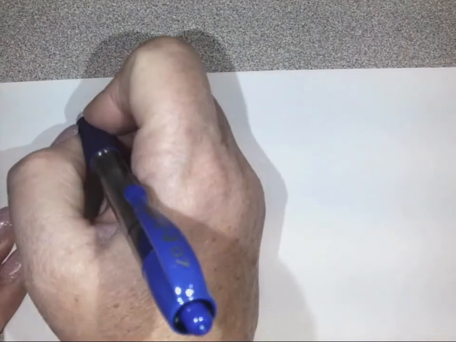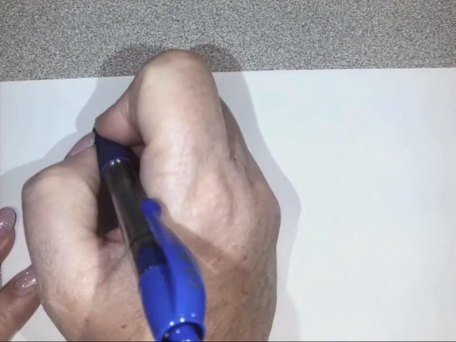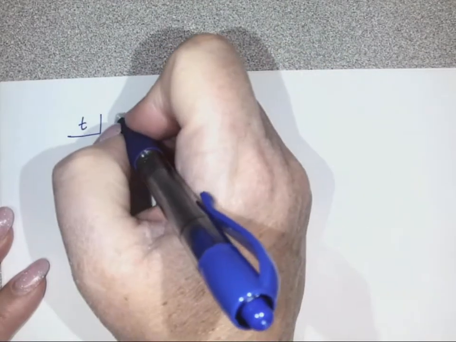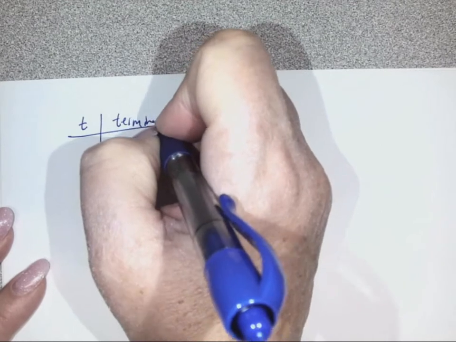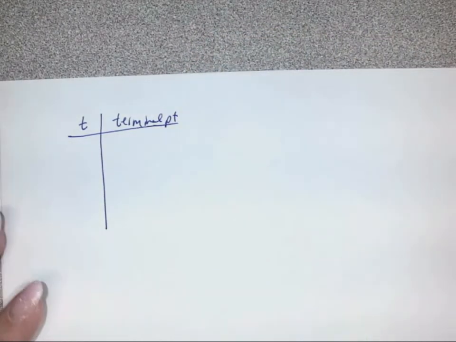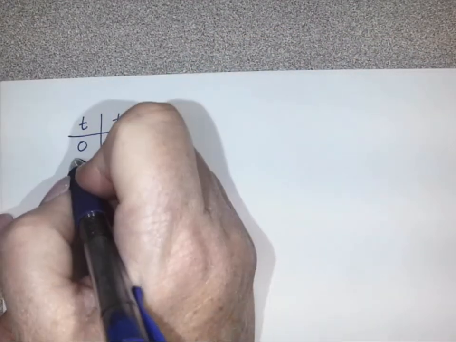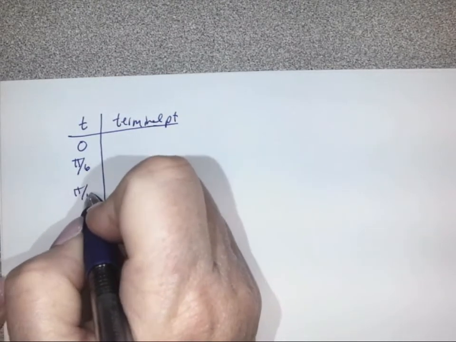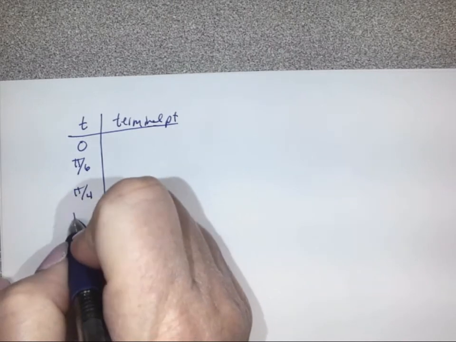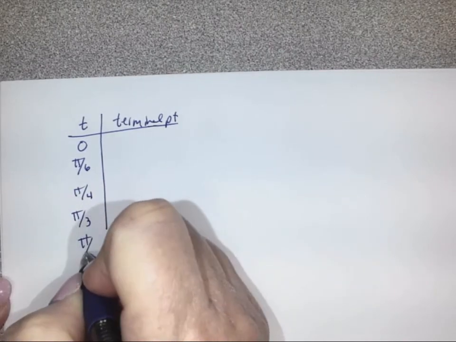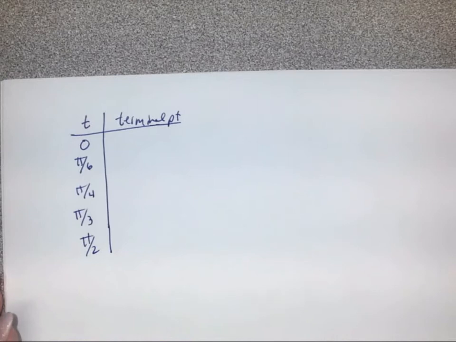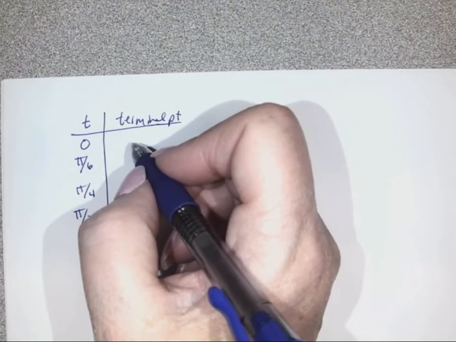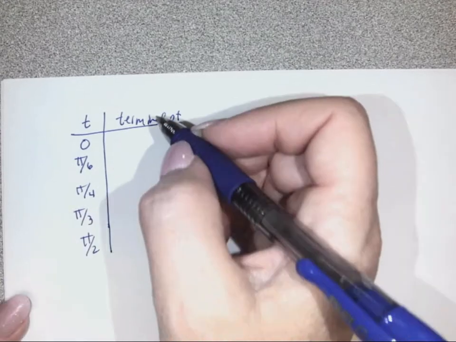Alrighty, so here is a basic chart. So we have t, and this would be the terminal point. These are ones you need to know. So we have 0, pi over 6, pi over 4, pi over 3, and pi over 2. These are the basic ones we will learn in this, and you need to know this. It's not about memorizing, it's about understanding.